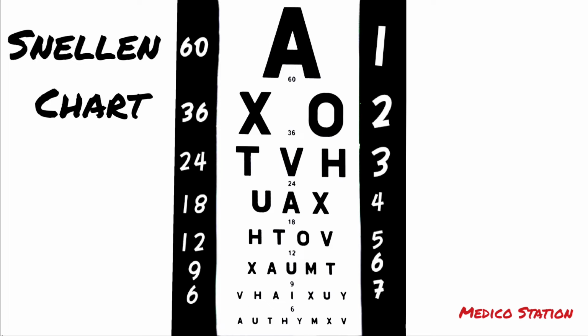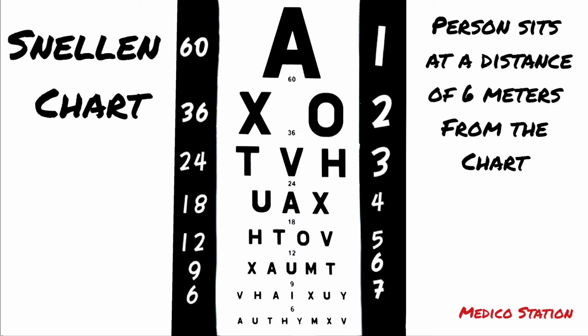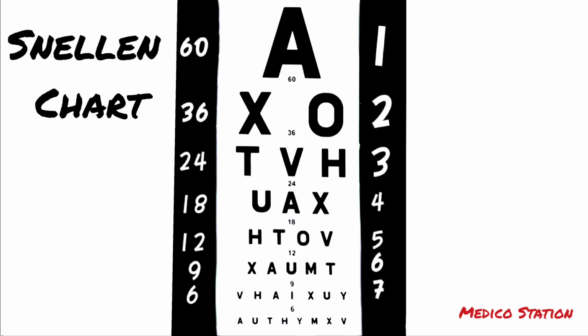To test the vision, the person is made to sit at a distance of 6 meter from the chart. The person tries to read from the chart with the eye which needs to be tested, and the other eye is covered by a cardboard or paper.